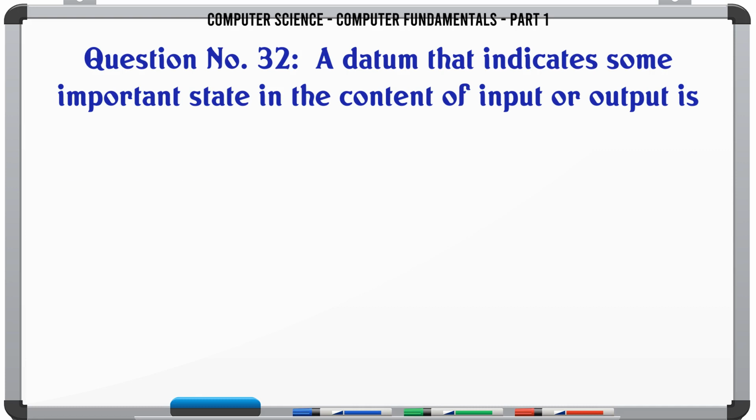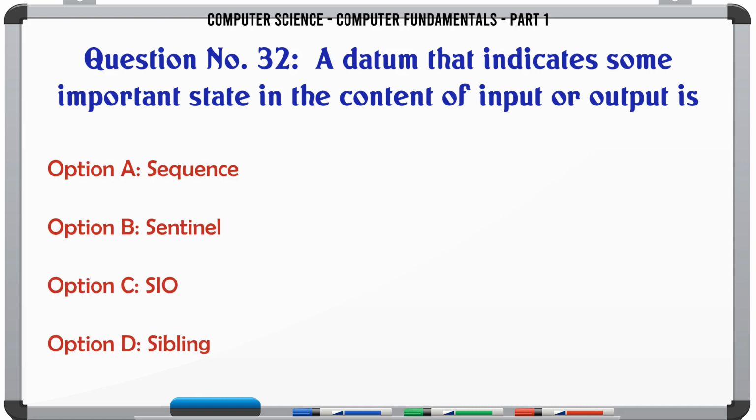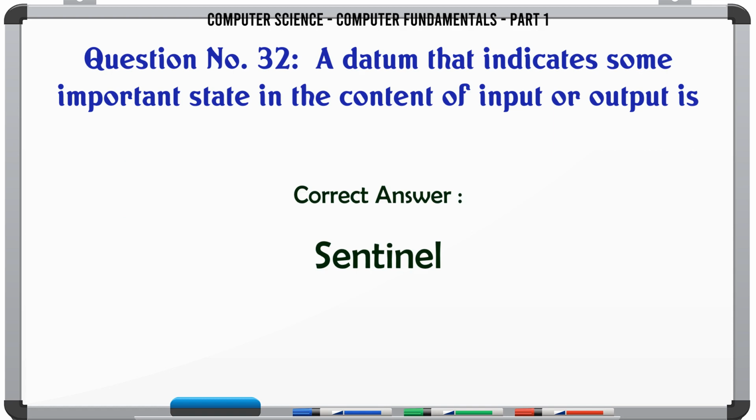A datum that indicates some important state in the content of input or output is A. Sequence. B. Sentinel. C. SIO. D. Sibling. The correct answer is Sentinel.